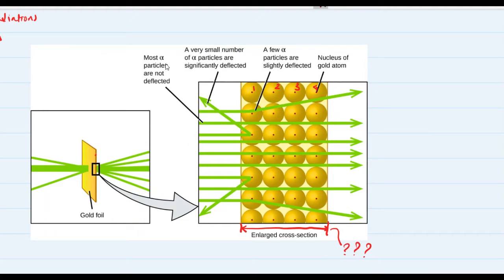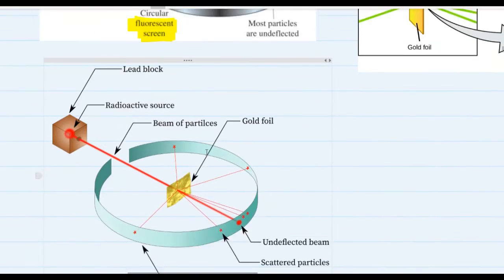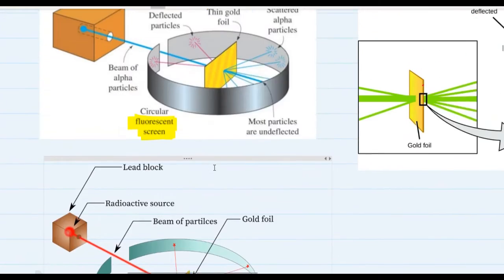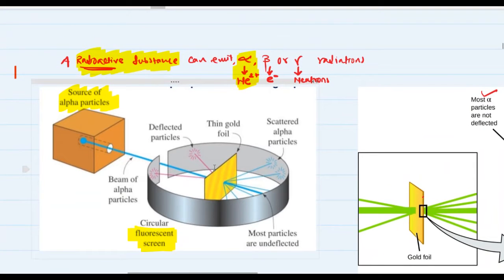So what is happening? Most of the alpha particles are not deflected. Most of the alpha particles pass through the gold foil. Do you see that? Most of the alpha particles pass through the gold foil, as if there were no gold foil. Most of the alpha particles are passing through the gold foil, as you can see in all the pictures, as if there were no gold foil.